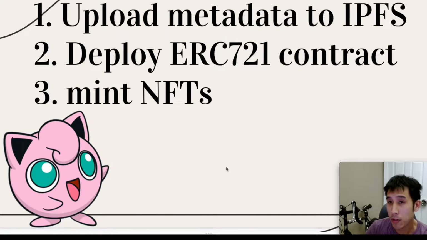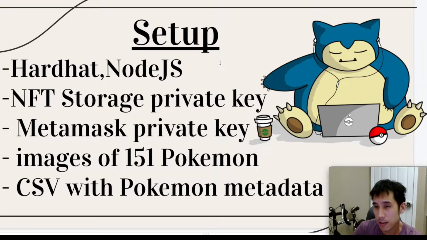For this video, we have three main steps. First, I'm going to upload the metadata about our Pokemon to IPFS. Next, I'm going to deploy the ERC-721 smart contract, which is for NFTs. And lastly, I'm going to mint the NFTs. There are many different ways you could do this. In my setup, I'm using Hardhat with Node.js.